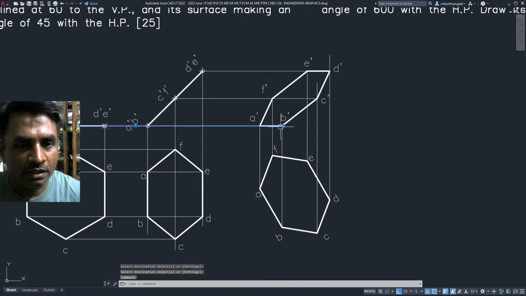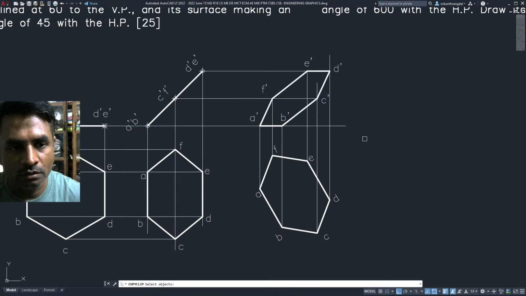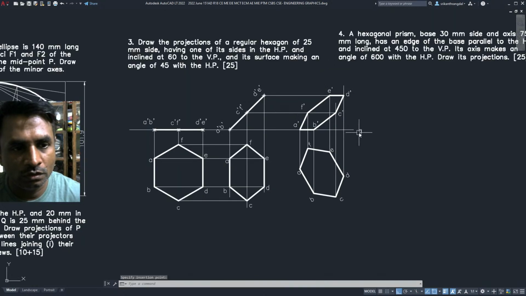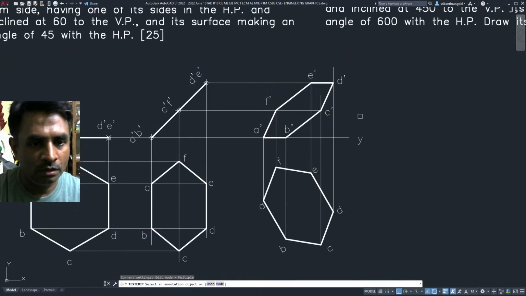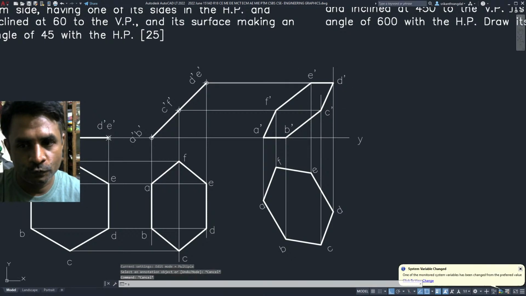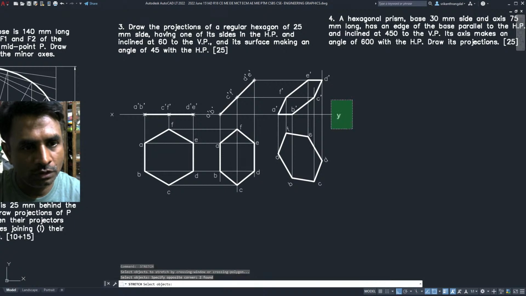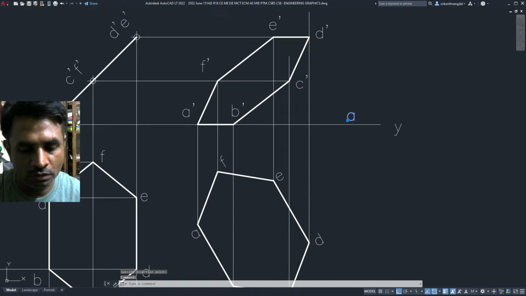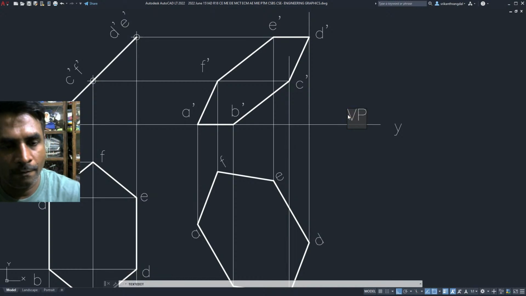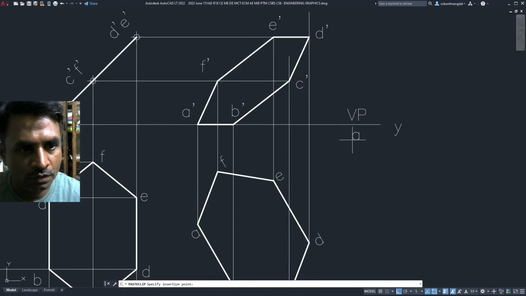Let us also extend this line a little. To write this, this point here is y, this point here is x. And then right here, this is VP, just below this.